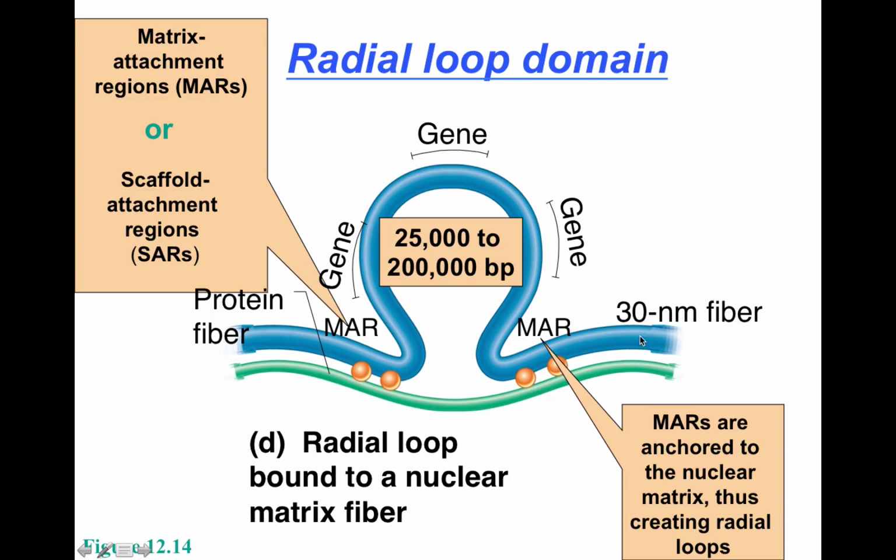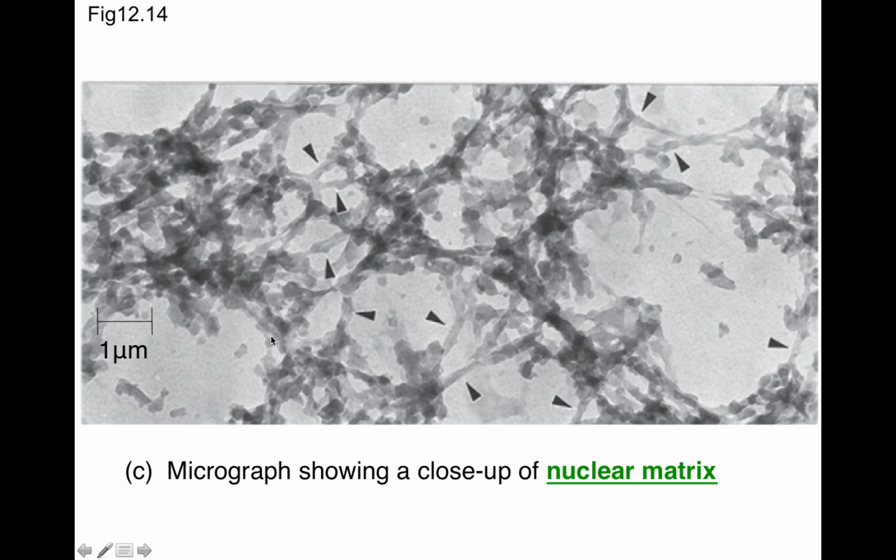And remember that this is a 30 nanometer fiber. It's not just the double helix of DNA, but it's the DNA wrapped around all the nucleosomes all the way around. Okay, this is a nice micrograph showing the nuclear matrix. Some of the regions that have fewer proteins in them are pointed out.